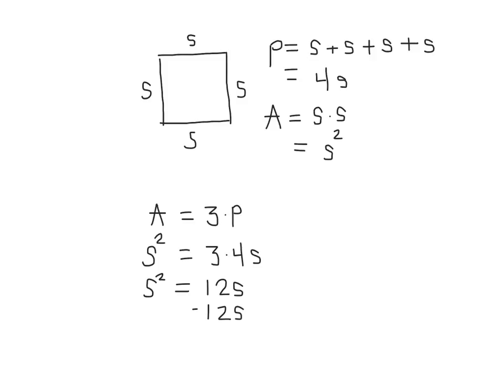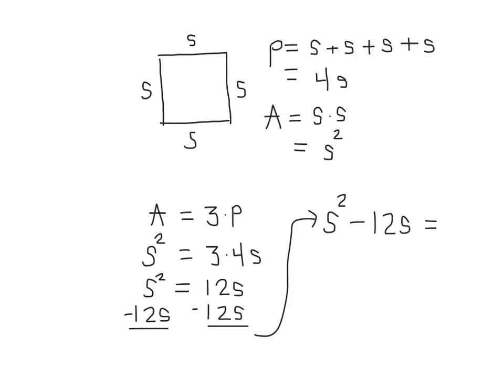I've got to remember like terms here. S squared and 12S are not like terms, so they cannot be combined as 1. So I'll just have to leave it S squared minus 12S. And now there's nothing left on the other side, so it equals 0. And now it looks very much like example 6.